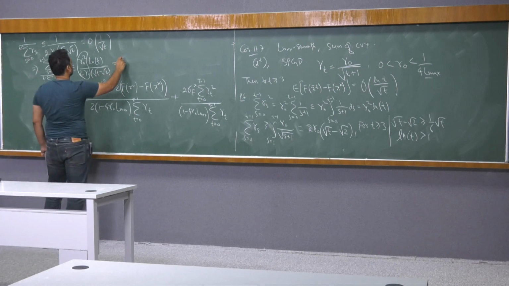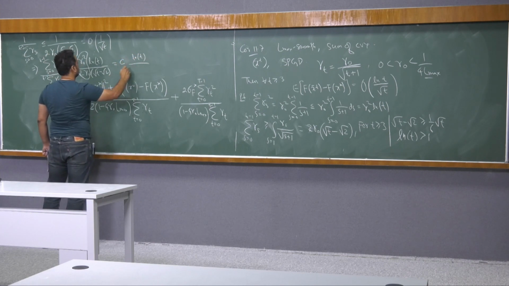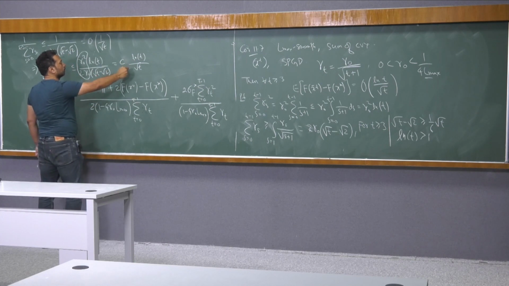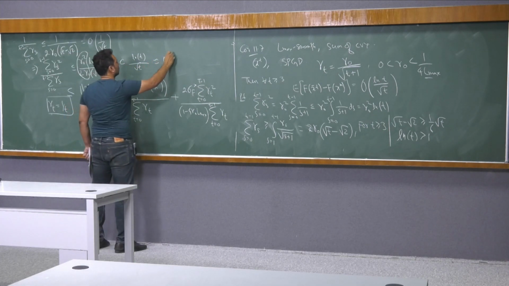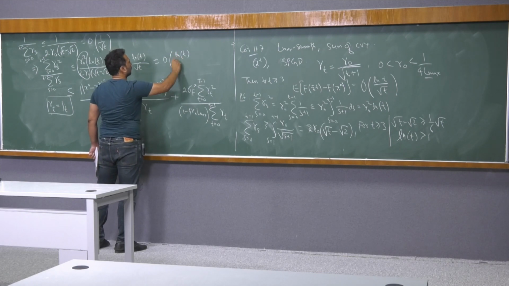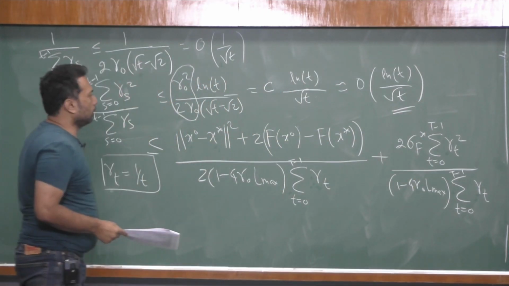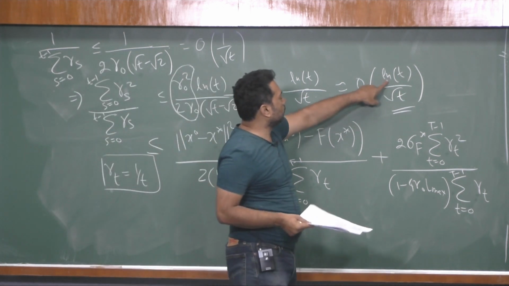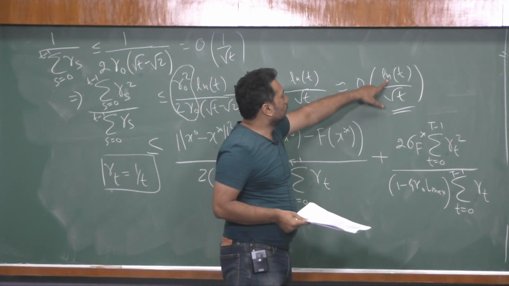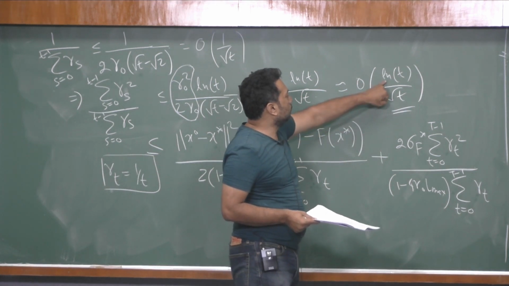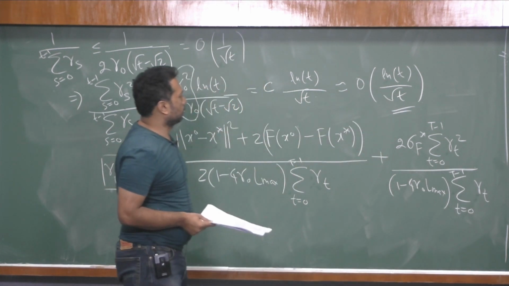Okay, so overall this is some constant ln t by square root of t, some constant, and then we can say that this is order of ln t by square root of t. Okay, this is what we are supposed to prove. All square root of t dominates over ln t. So in fact ln t is one of the slowest increasing functions.